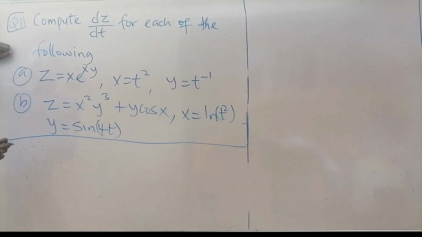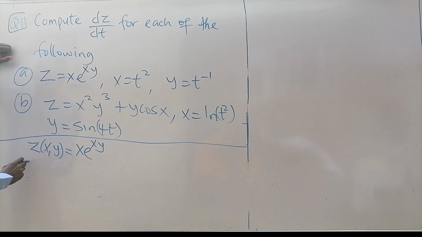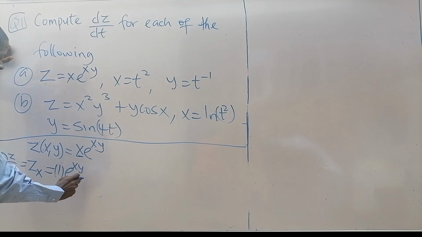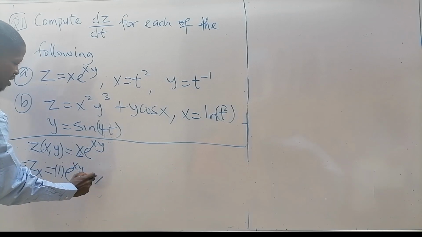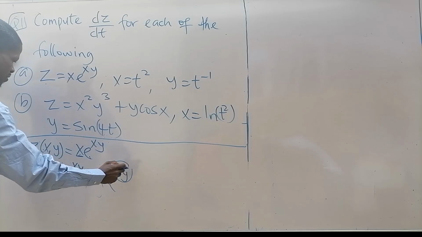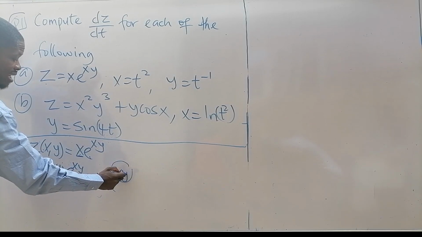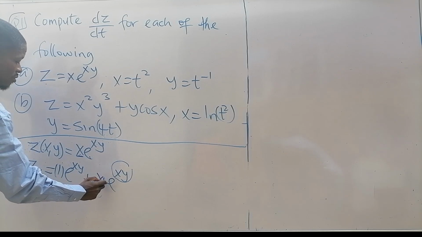If you check the question, z is a function of two variables, so we're going to get a partial derivative with respect to x. Del z, del x. You differentiate this one, that's 1, and you keep this one constant. Then plus, keep your x constant now and differentiate your e function. Look at the power. If you differentiate this power with respect to x partially, it's going to give you y, so y is a constant.